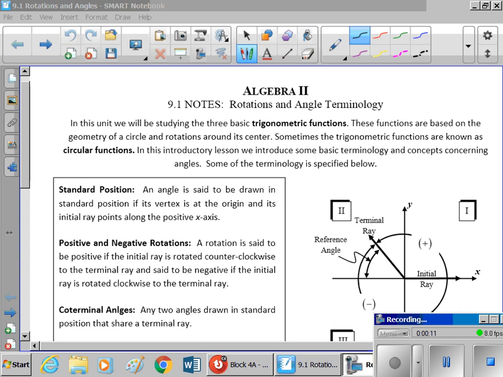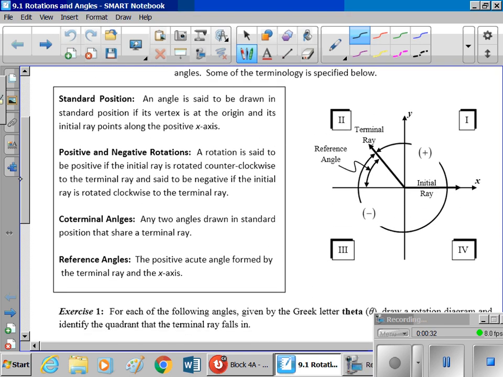So in this unit, we're talking about the three basic trig functions that are going to be sine, cosine, and tangent, which you should be familiar with from geometry. So we're going to do a quick review, and then we're gonna dive into some more applications of those. All of these functions are called the circular trigonometric functions, circular functions, because they're based on the geometry of a circle. So we're gonna go over what we call different parts of these angles so that we can talk more accurately about them before we talk more about trig.